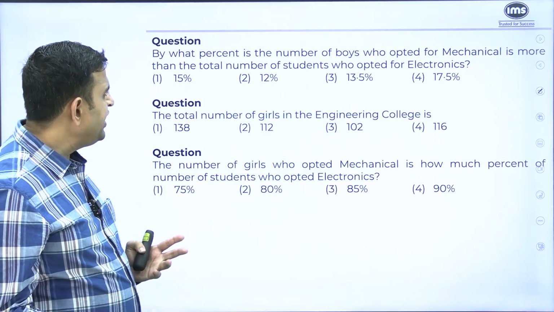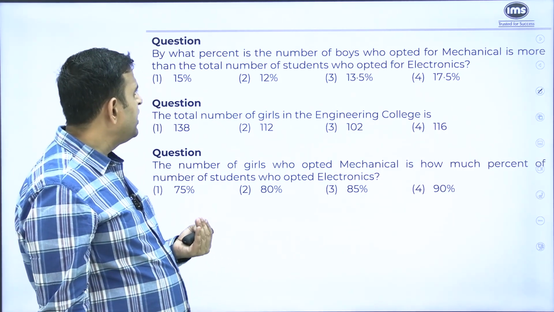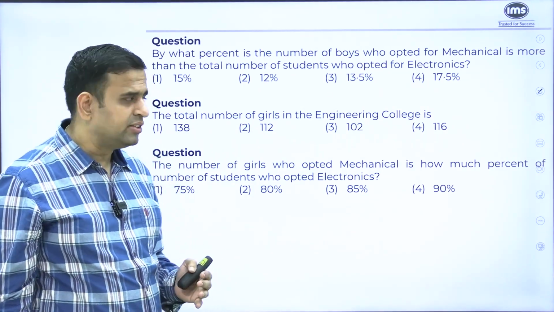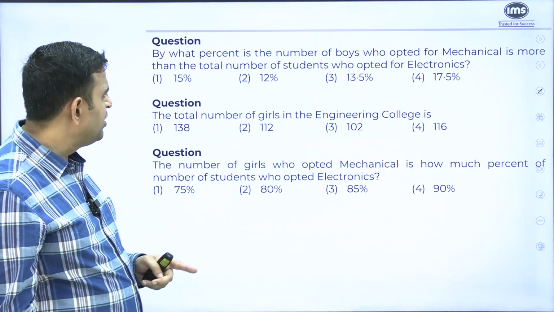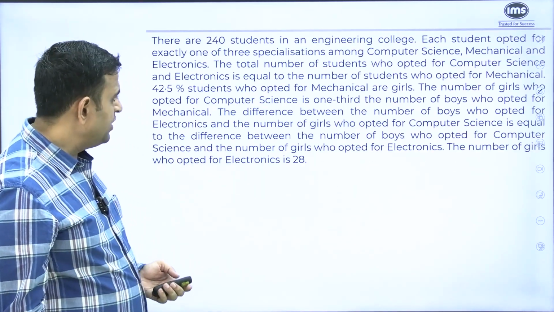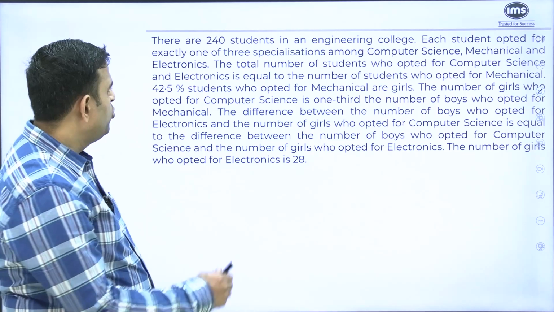By what percentage is the number of boys who opted for mechanical more than the total number of students who opted for electronics, and so on. 2 questions on percentage terms, and one basically on the absolute number of girls in the engineering colleges. Let's see what needs to be done. As I told you, this part is very crucial.